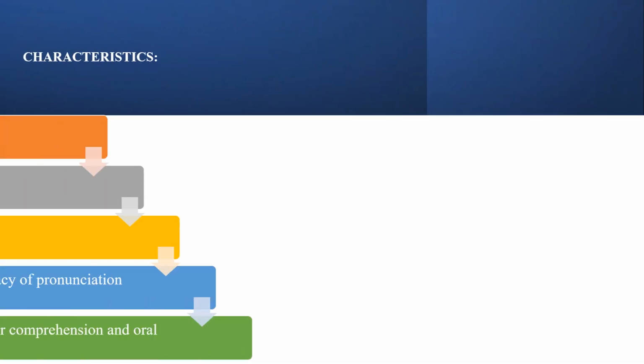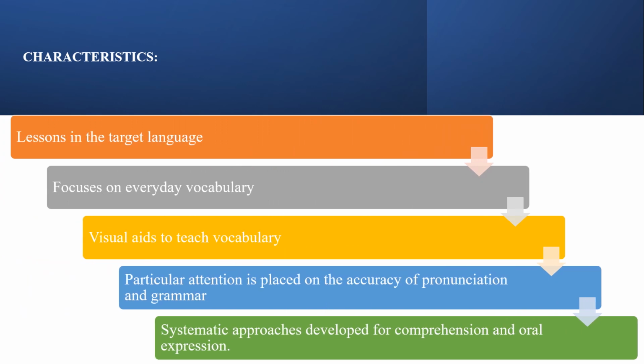Characteristics of the direct method: lessons in the target language, focus on everyday vocabulary, visual aids to teach vocabulary, particular attention placed on the accuracy of pronunciation and grammar, and systematic approaches developed for comprehension and oral expression. These are the five basic characteristics of the direct method.